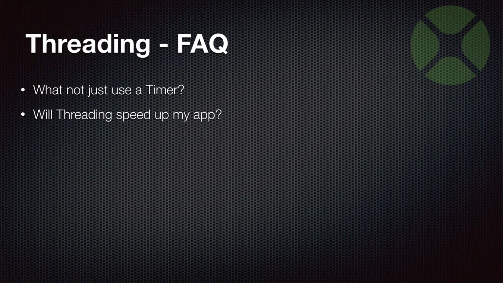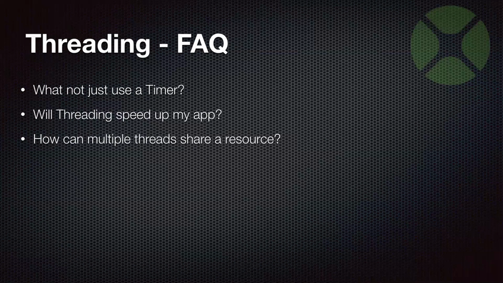How can multiple threads share a resource? We'll look at an example in a moment for how multiple threads can write to a file, for example. Normally, you wouldn't want two different threads attempting to write to a file at the same time. That could be bad. They could step on each other. So there are ways to manage that using something called semaphores.